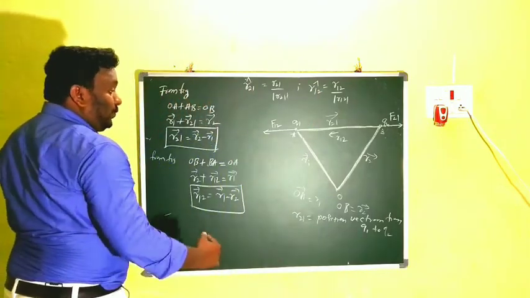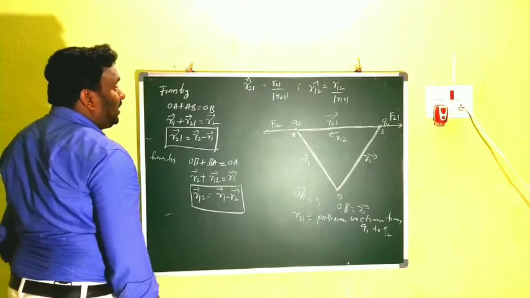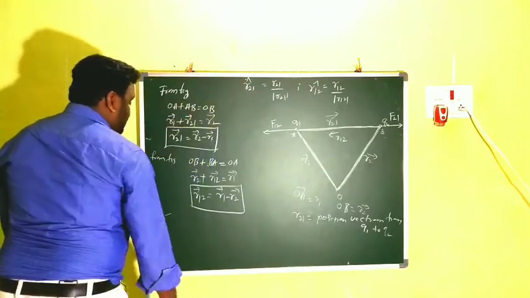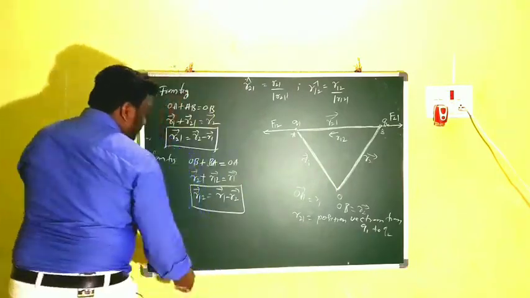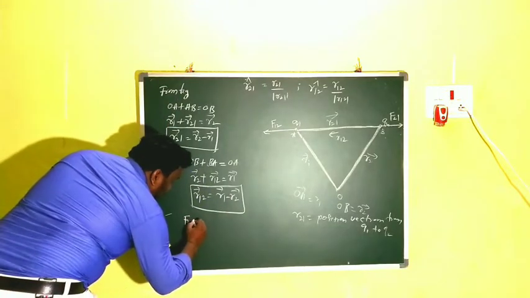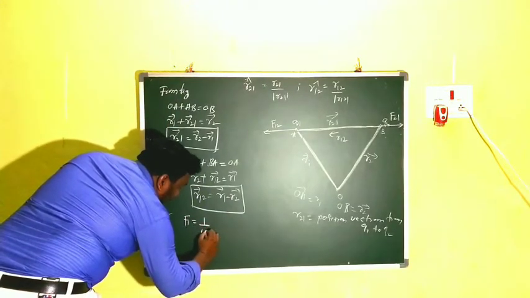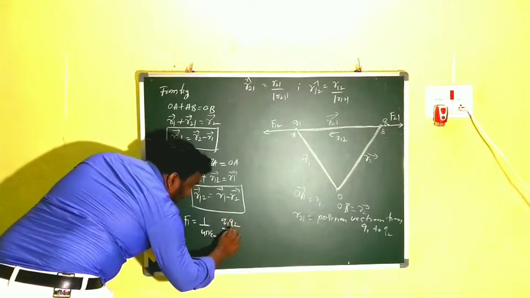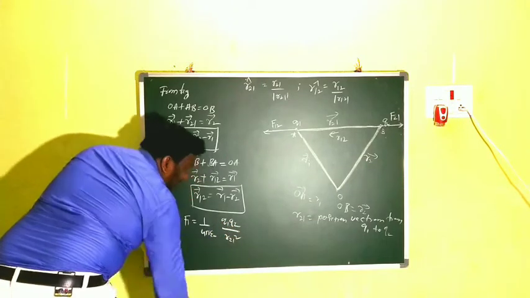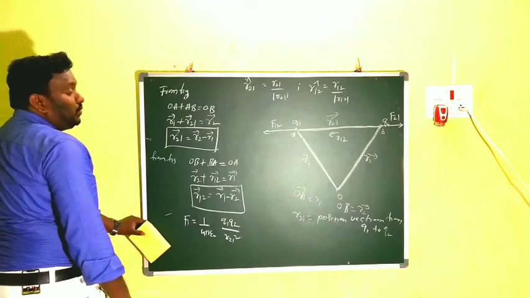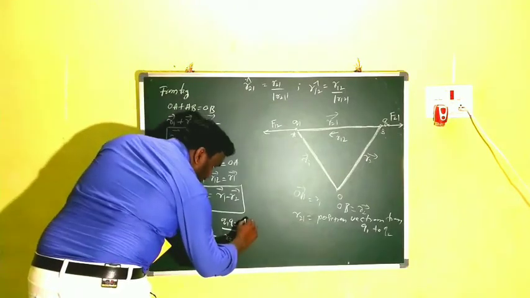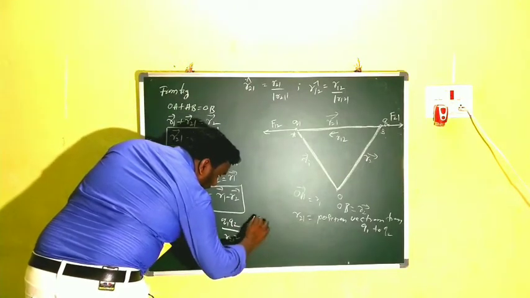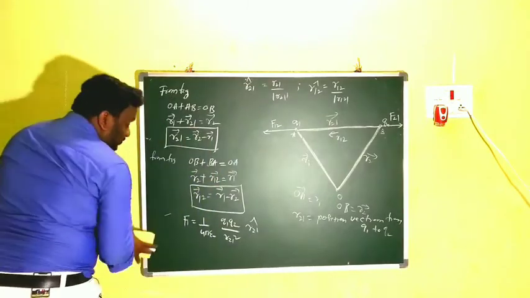So now we are expressing the F1, F2 values in terms of vectors. Then here I am writing F1 is equal to 1 by 4 pi epsilon naught into Q1 Q2 by R21 square, into R21 cap. So this is what?